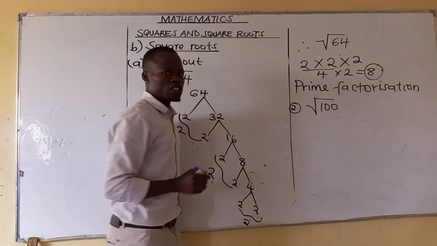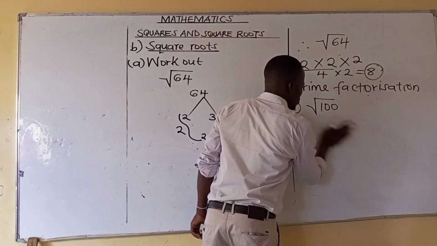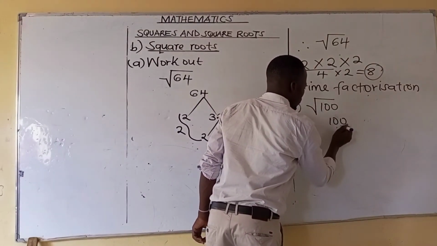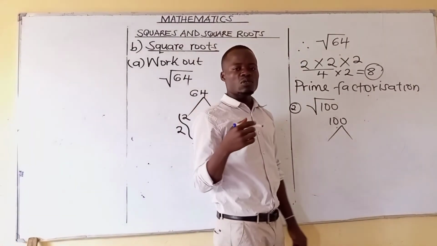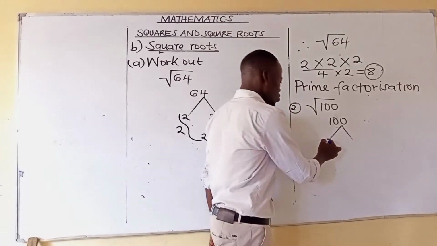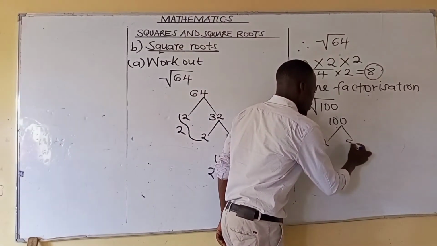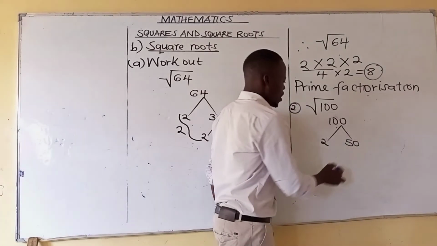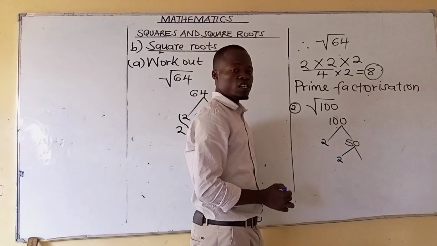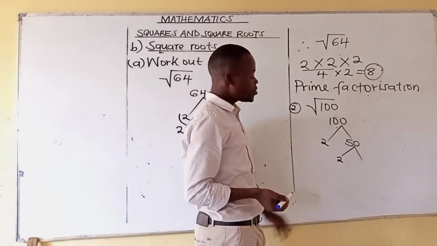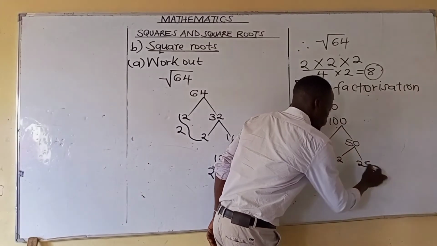We can draw the factor tree. So here we have 100. As I said earlier, we start with the smallest prime number, that is 2. So 2, when you multiply 2 by 50, you get 100. Again, you look for a number that when you multiply by this prime number, you get 50, and that is 25.